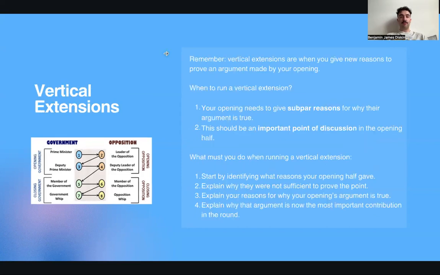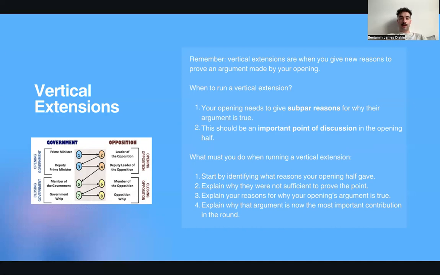Let's talk a little bit more specifically about vertical extensions. The first thing to remember is what we said earlier, which is that a vertical extension is when you are giving new reasons to prove an argument made by your opening. And you may be wondering, when should I run a vertical extension? Generally, there are two things that need to happen in the opening half of the debate in order for a vertical extension to be a viable option.